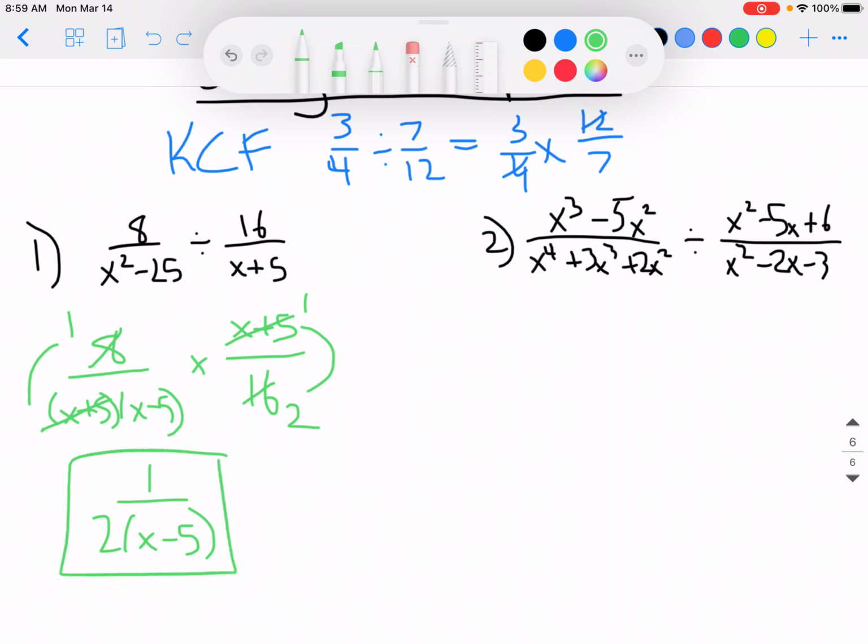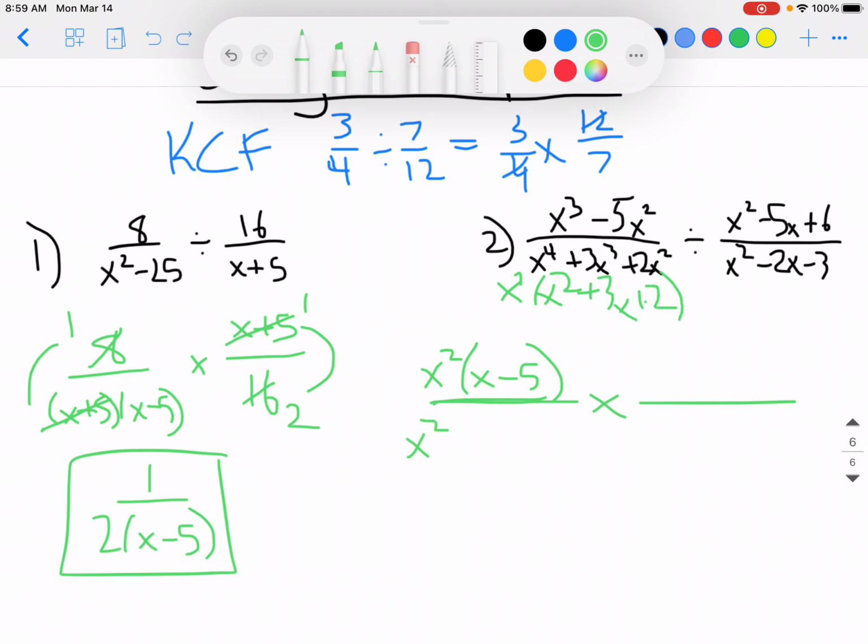Box that, walk away. I'm done. Now, look at number 2. Similar process. We're going to have to do keep, change, flip. Make up a nice big fraction bar there. The numerator is a little more complicated. I'm going to take out an x squared, and then I'll have x minus 5 when I factor that out. In my denominator, I'm going to take out an x squared. That's going to give me x squared plus 3x plus 2, so that's x squared, and then x plus 1, x plus 2. Now remember, I've got to flip these.